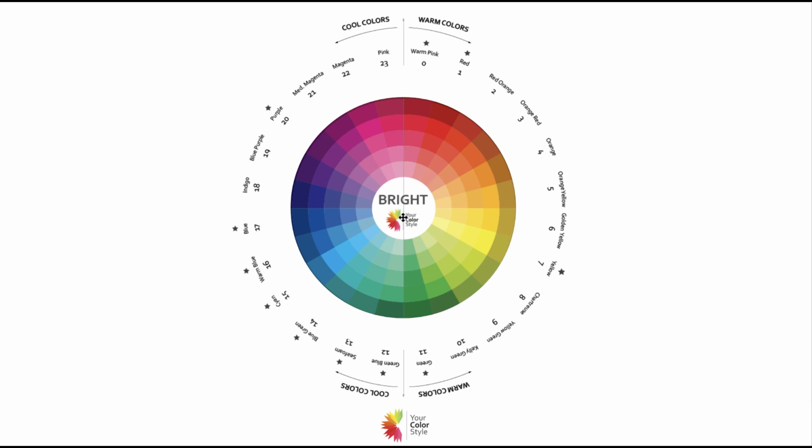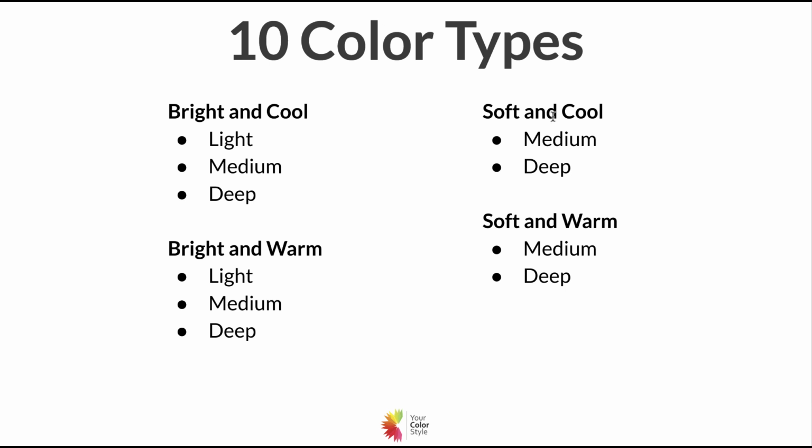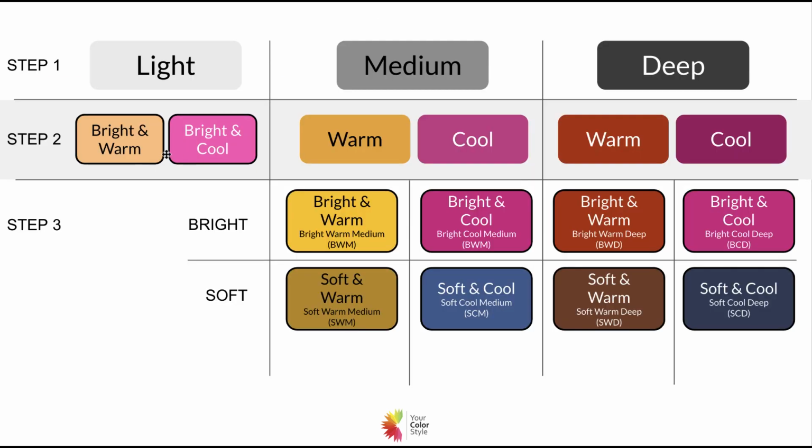I want you to also notice that I've used just the bright color wheel in this example. That is because if you are light, as I explained up here in the color types, I've taken out the light category for the soft color types, which means that if you are light, you can now conclude that you are bright and light. That narrows it down to just 2 color types to decide from, and we'll get to that in a moment.